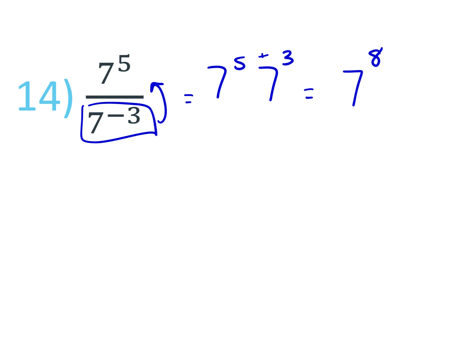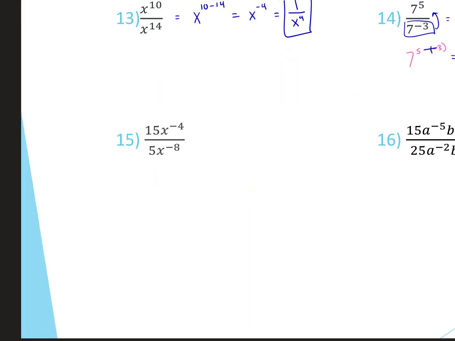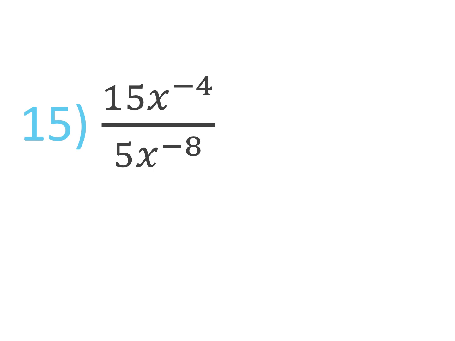What's another way that I could have done this? Subtract. Yep. So if I had 7 to the 5th power minus the negative 3rd power, what happens when you subtract a negative? It turns into a plus sign. So this would be 7 to the 8th power. So either way you want to do it works. What can I do first for 15?